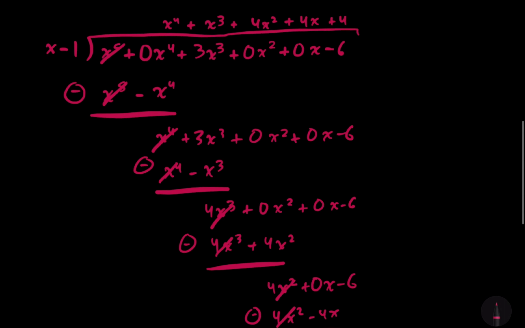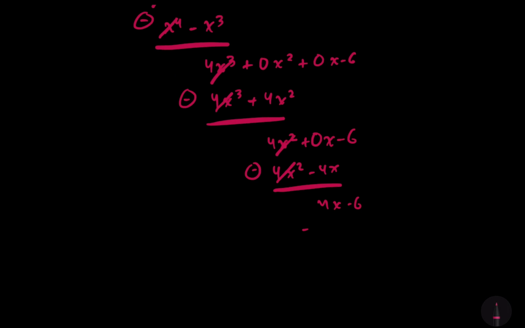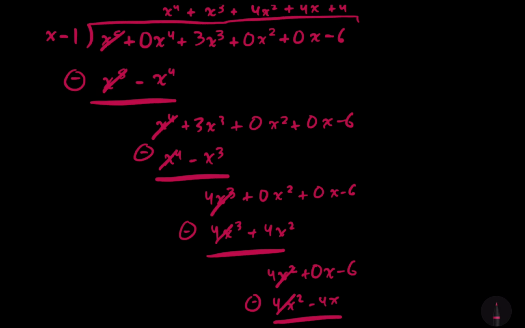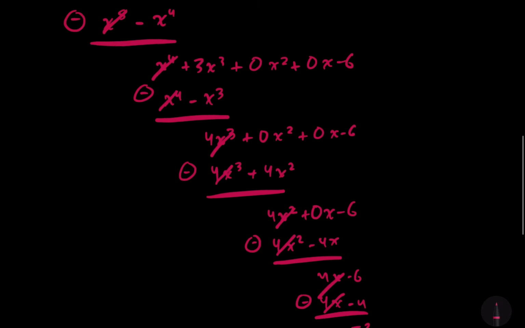And so over here, we'll go ahead and end up with a 4x. And then we have 4 times negative 1 is just negative 4. And then these cancel, negative 6 minus negative 4 is negative 2. And that's our remainder over there, and this is our quotient up here.